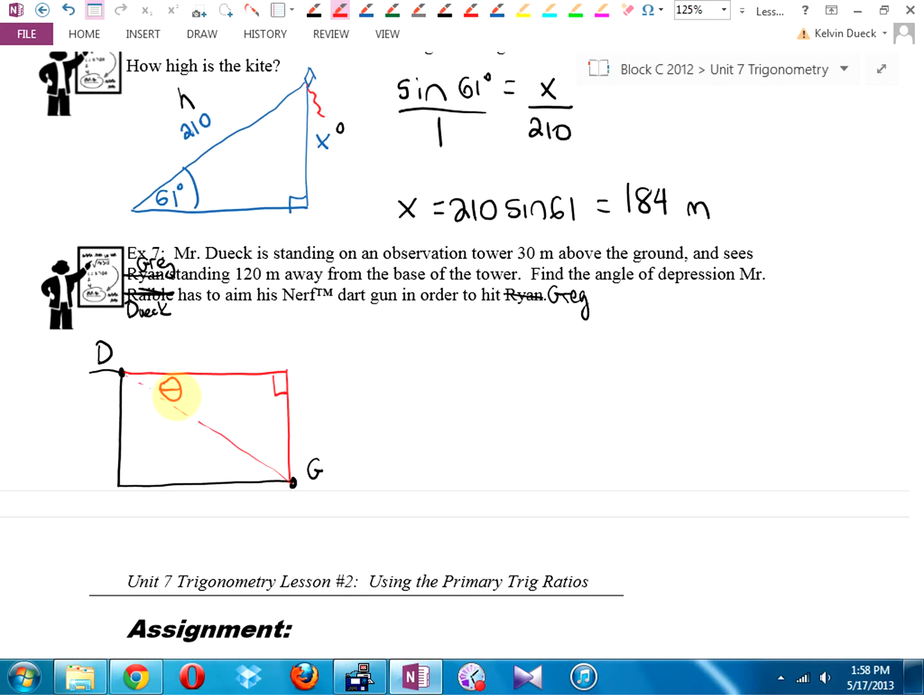Let's see if we can now label some stuff. Mr. Dueck is standing on an observation tower 30 meters above the ground. Okay, so how far from here to here? Now that's 30 in the black bottom triangle. Is there some way that I could move that 30 into the red upper triangle? Which one, Kira? You nodded your head. Oh, you know what? I can put the 30 over here too because it's a nice straight line.